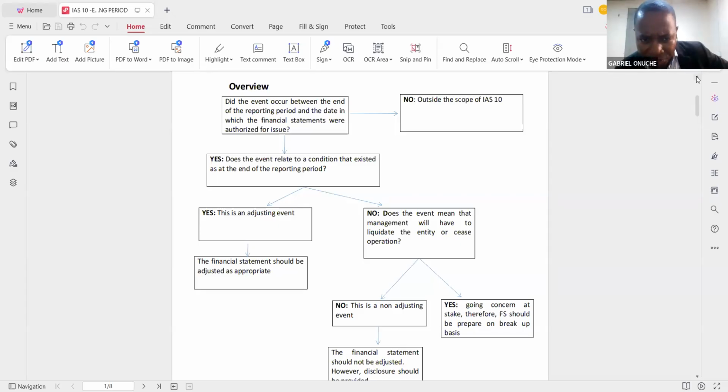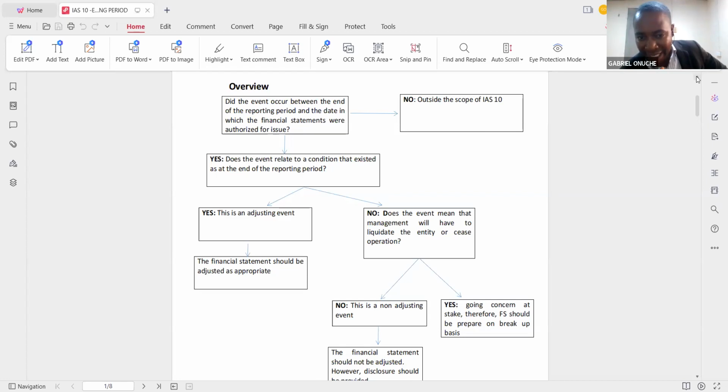On the other hand, if the answer is no, then that triggers another question. The question now is, does the event mean that management will have to liquidate or cease operation?